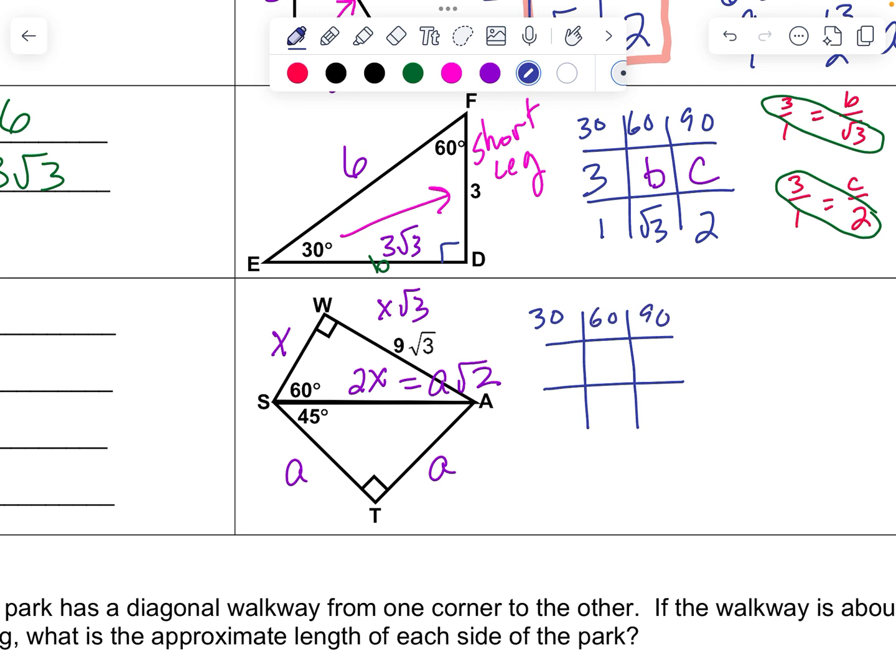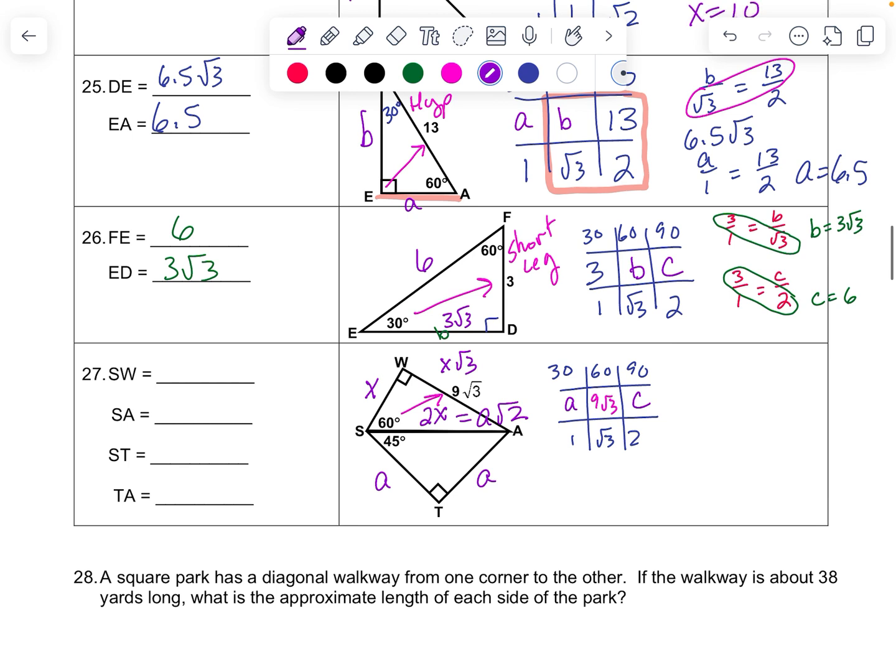So I have a 30, 60, 90, 1 square root 3, 2. Right, I have the one opposite the 60-degree angle. So that goes in the middle, 9 square root 3. We're looking for A, the short leg, C, the hypotenuse. And we're going to use that hypotenuse on our other triangle. And if you want to match your letters, SW is going to be the short leg. That's the SW side. The one you have is WA, and then the 90 degree, the one opposite 90 degrees is SA. So that's the sides of the triangles that these correspond to.